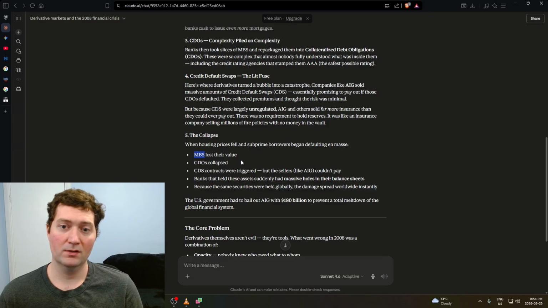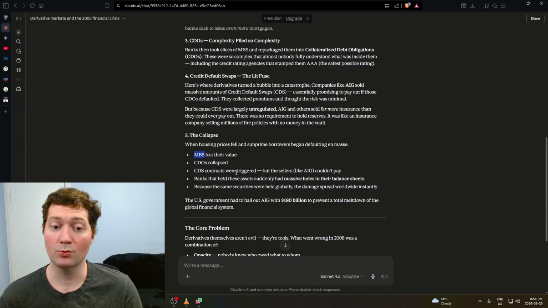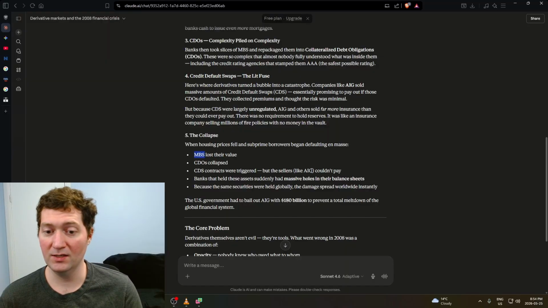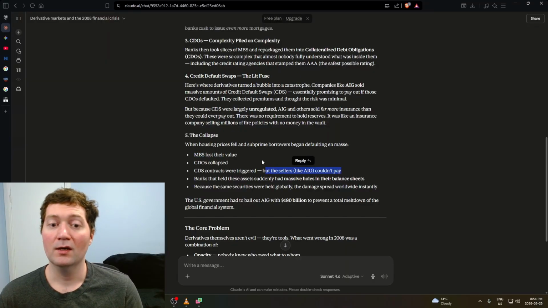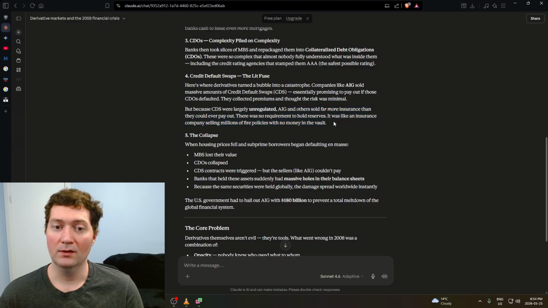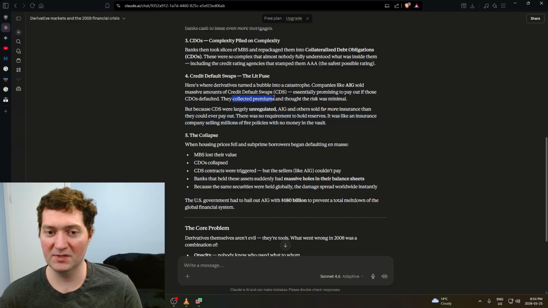The collateralized debt obligations collapsed. Credit default swap contracts were triggered, but the sellers, like AIG, couldn't pay because they're unregulated and they've got no money. We're just collecting premiums.